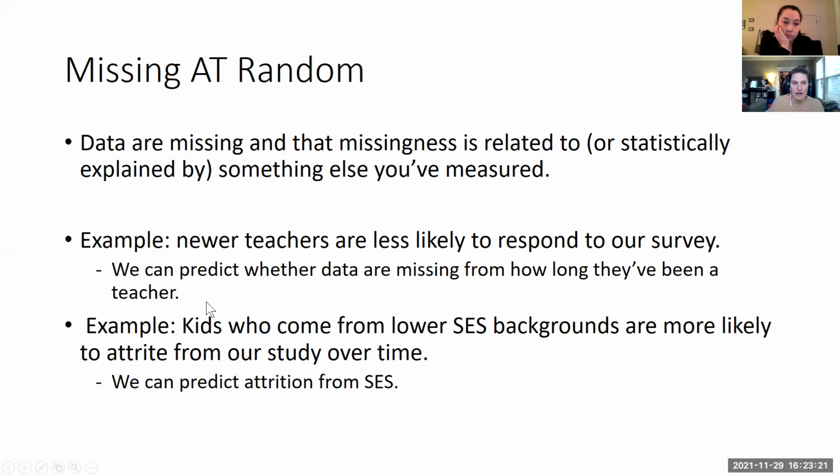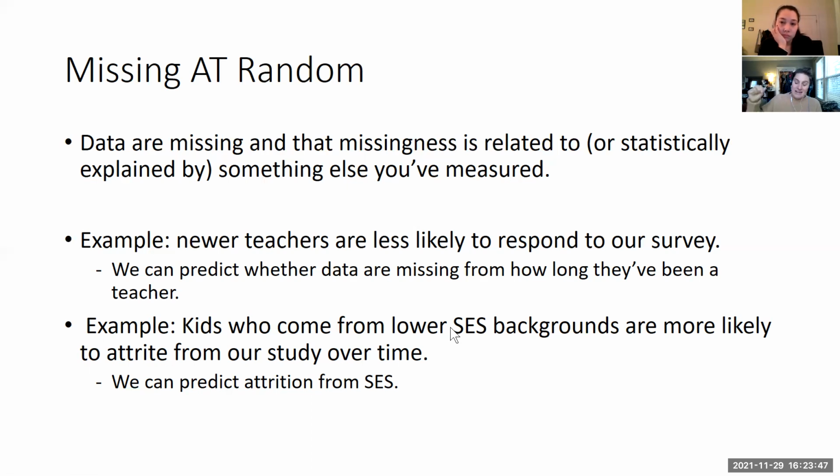Here's another example that happens a lot in longitudinal educational research. When we have kids who come from lower socioeconomic status backgrounds, we're more likely to lose them over time because there's more mobility in a population of lower socioeconomic status kids. So if we know that these kids are more likely to attrit from our study over time, we can predict that attrition from their socioeconomic status at the baseline.